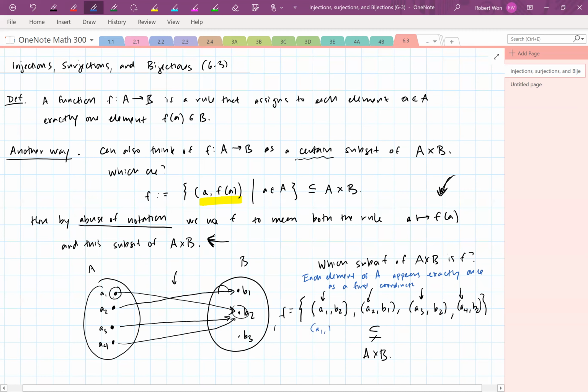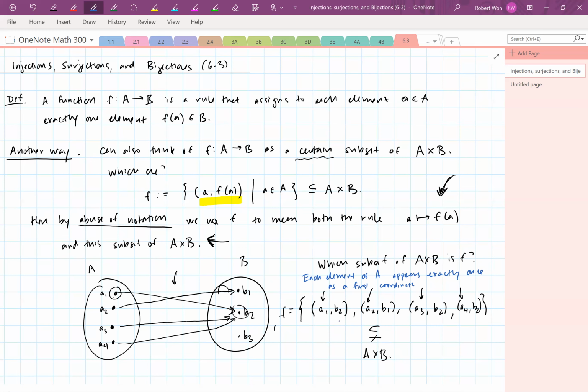If you also had A1 comma B1 in this subset, this wouldn't be a function because there'd be some ambiguity as to what happens to A1. Does it go to B1 or does it go to B2? Which means that it wouldn't be a function. If on the other hand you imagine that we were missing this element from our subset, that also would not be a function because you wouldn't know what to do to A1. So you can think of a function as a subset of the Cartesian product such that each element of A appears exactly once as a first coordinate of an element in the subset. Okay, that's another way to define what a function is.